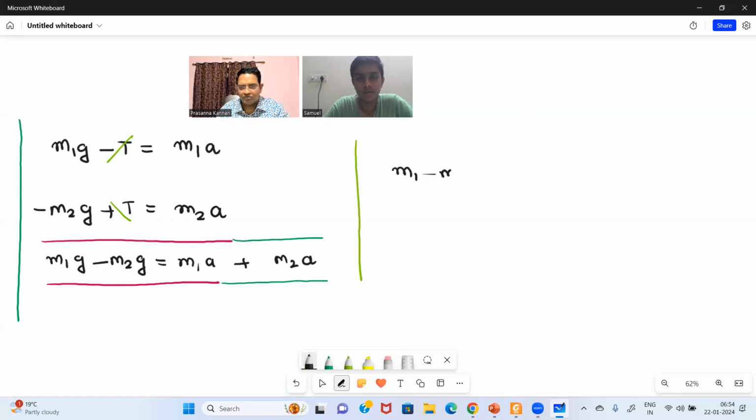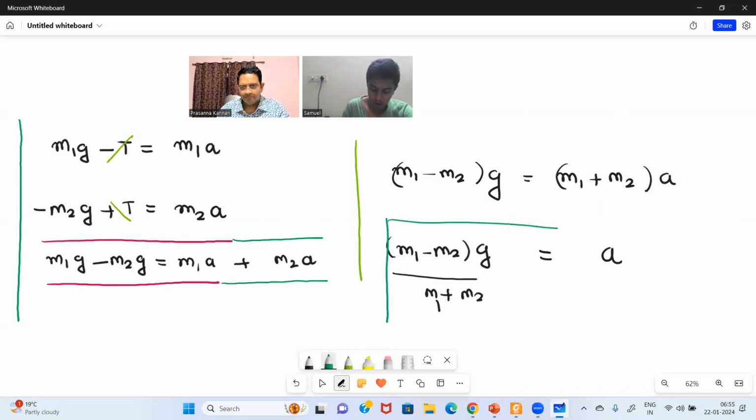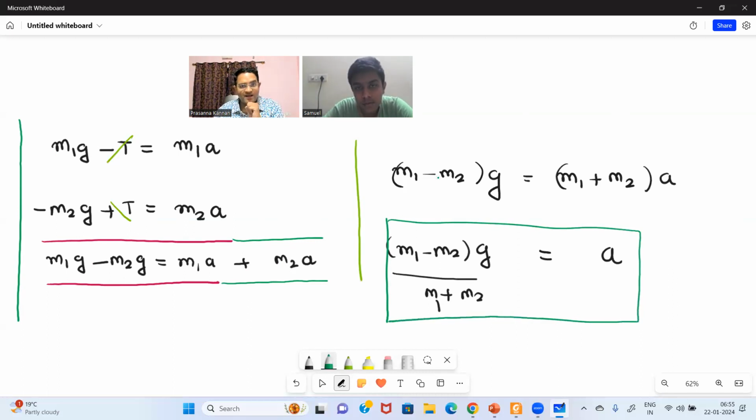So if I take G outside, what do I have? M1 minus M2 into G equals M1 plus M2 into A. So from this, what is acceleration? M1 minus M2 into G by M1 plus M2. Exactly. So this is the expression for acceleration in a pulley. This is one possible question: find the acceleration of the masses in a pulley.